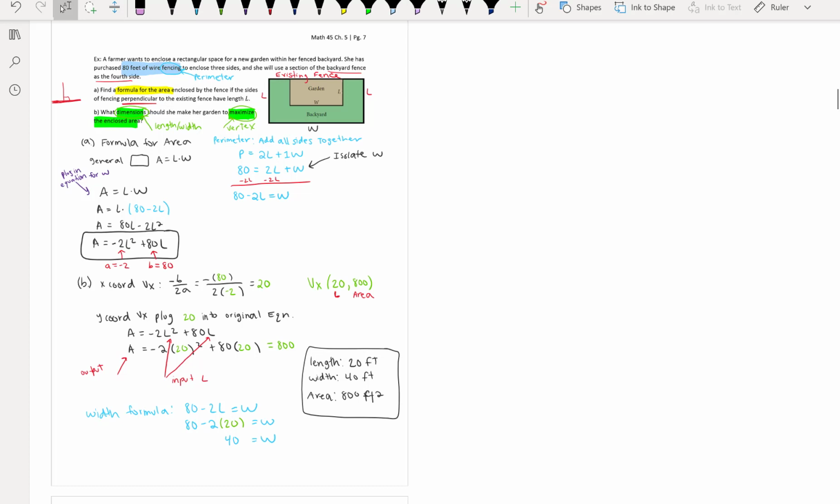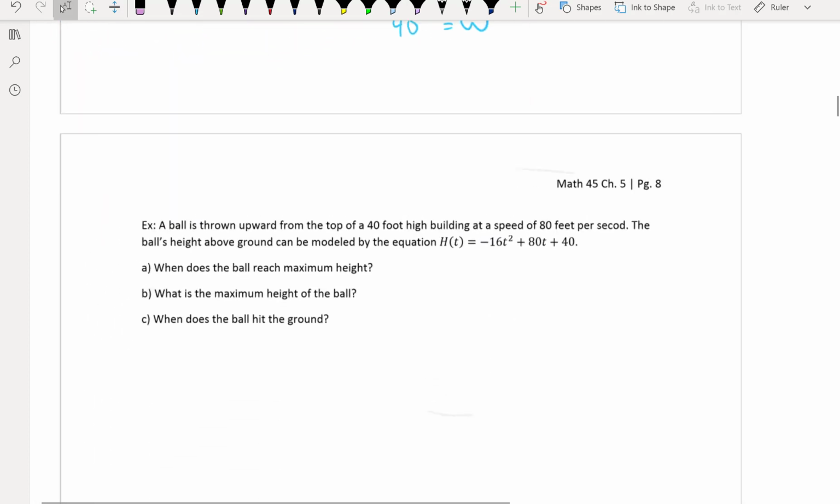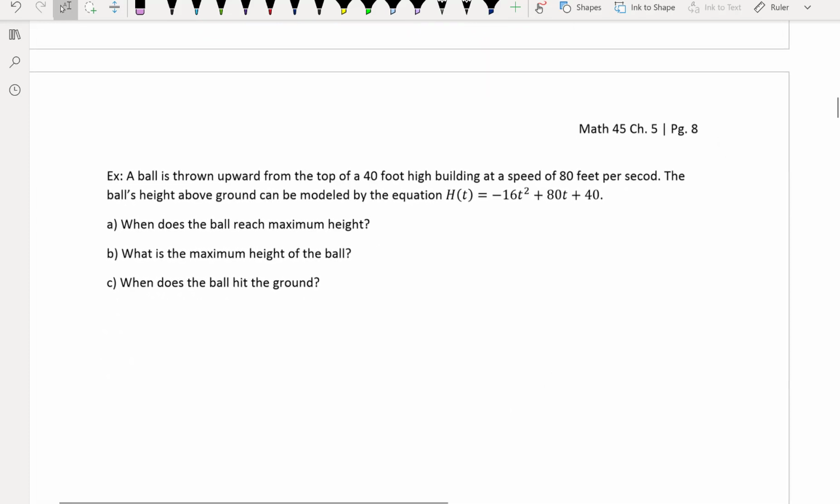All right, let's jump now to page number 8. So for page number 8, here's another word problem. It says a ball is thrown upward from the top of a 40-foot high building at a speed of 80 feet per second. The ball's height above ground can be modeled by the equation. So for part A, when does the ball reach maximum height? So, okay, that key word here is maximum. When I see maximum, I should be thinking about the vertex.